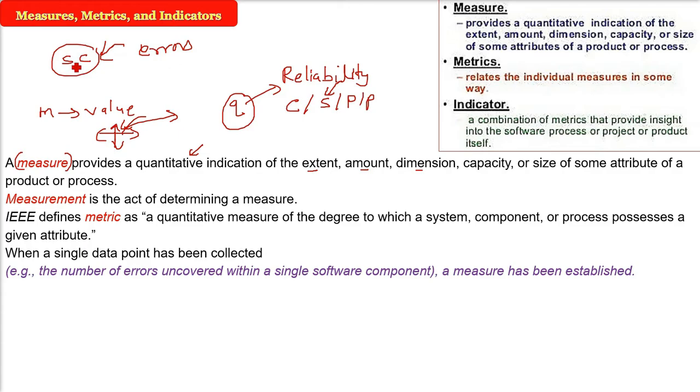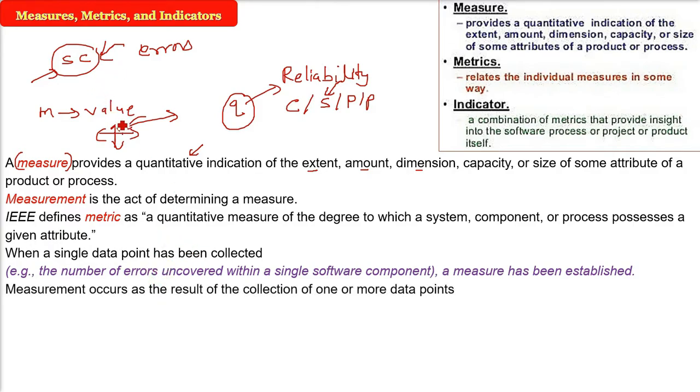So when we take a number in a single software component, this number of errors has come. We have established a measure. What is a measurement? This is the one data point we have just collected. But now let us move to more data points, or more collection points, more ways of collecting.